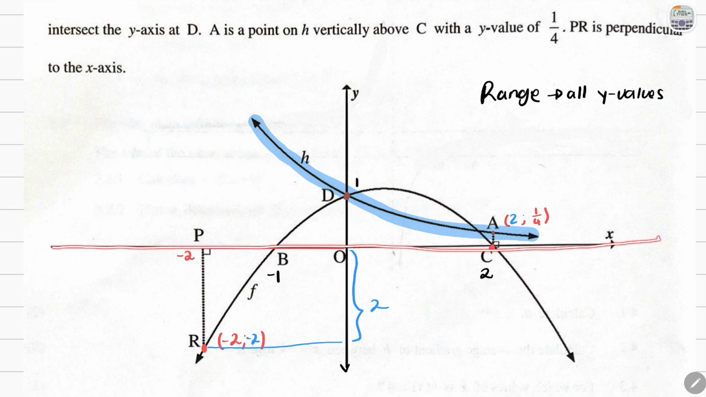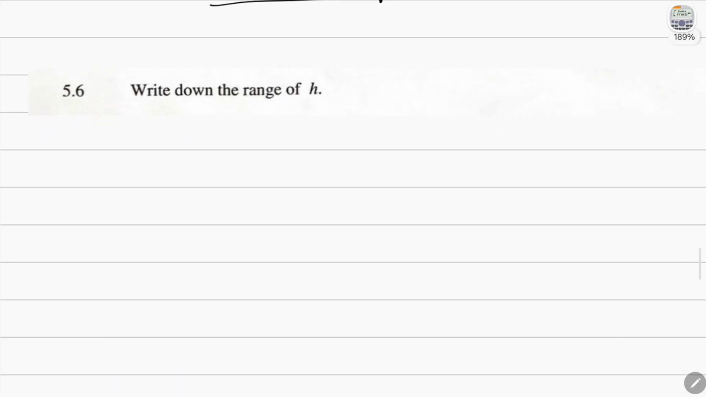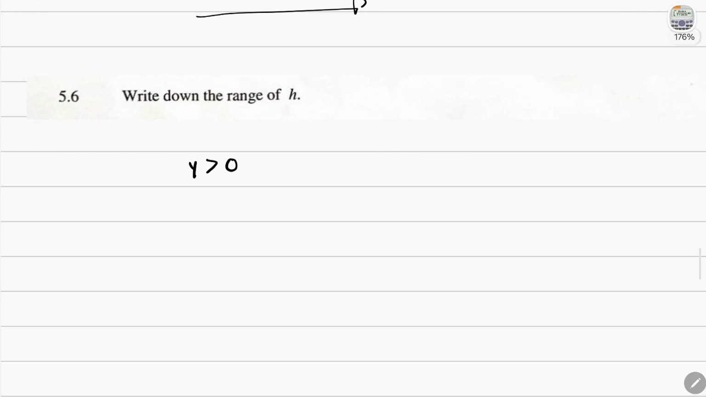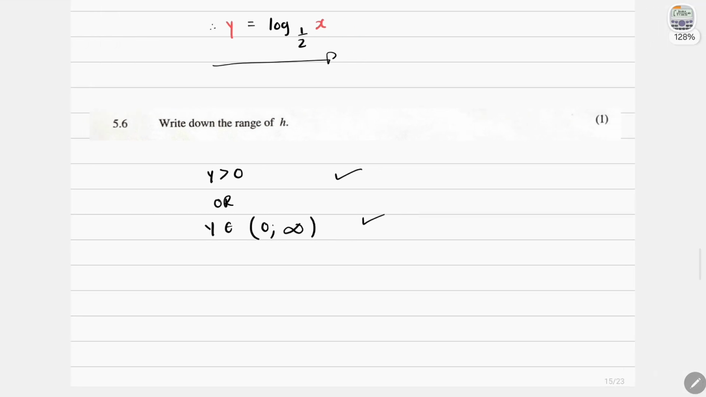So it doesn't have any y values below the x-axis, meaning its y values are values that are greater than 0. Those y values are all greater than 0. That's where it has y values. So for the range of this graph, we can simply say that y is greater than 0. And that is our answer. Okay, so you can either write it like this or like that. And that is our answer. Moving on to the next question.